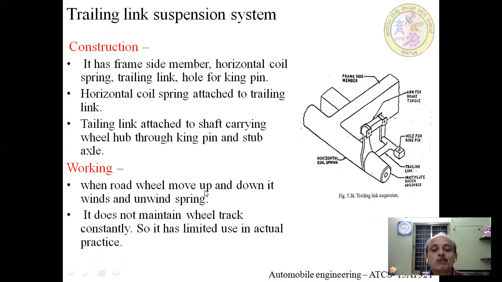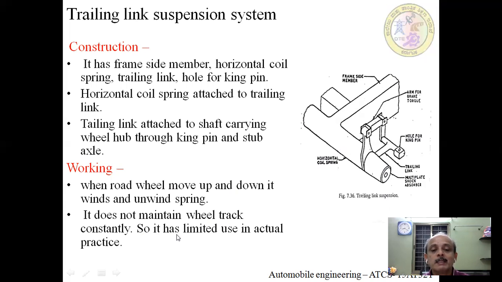When the road wheel moves up and down, it winds and unwinds the spring. Here the wheel is connected. Whenever the road wheel moves up and down, the spring inside winds and unwinds. That is the basic working. It does not normally maintain the wheel track constantly.